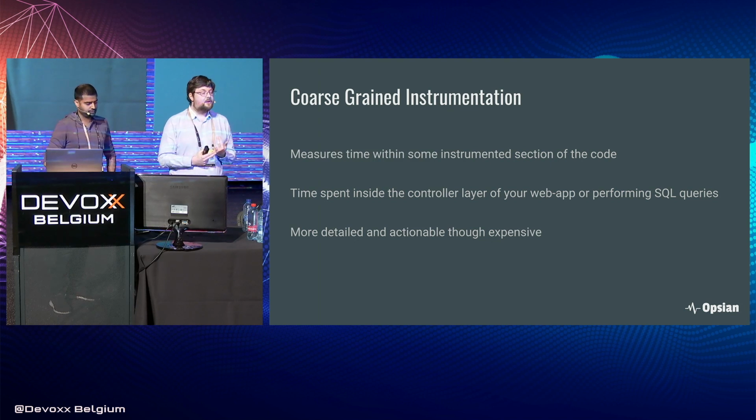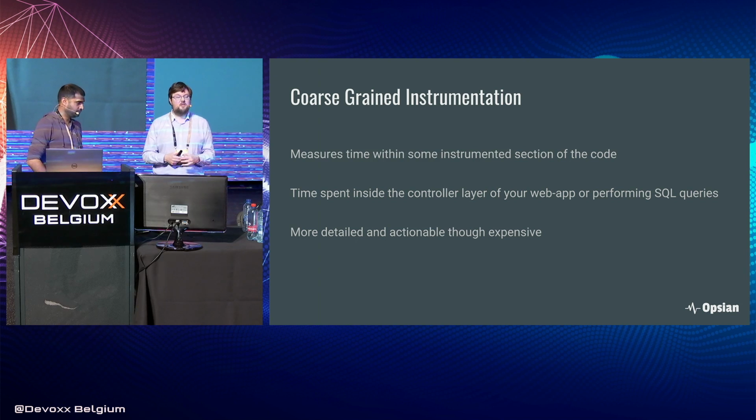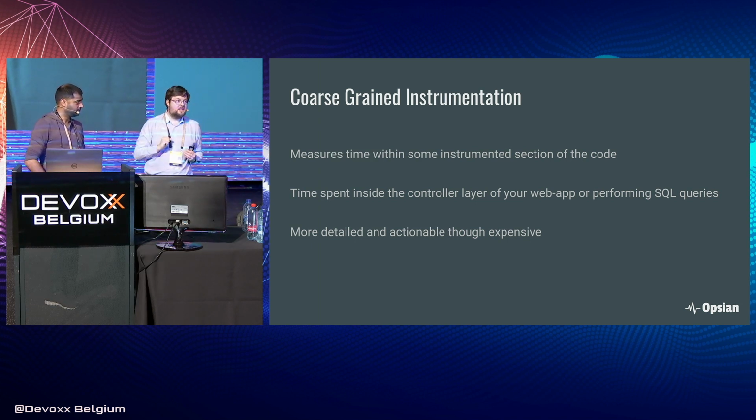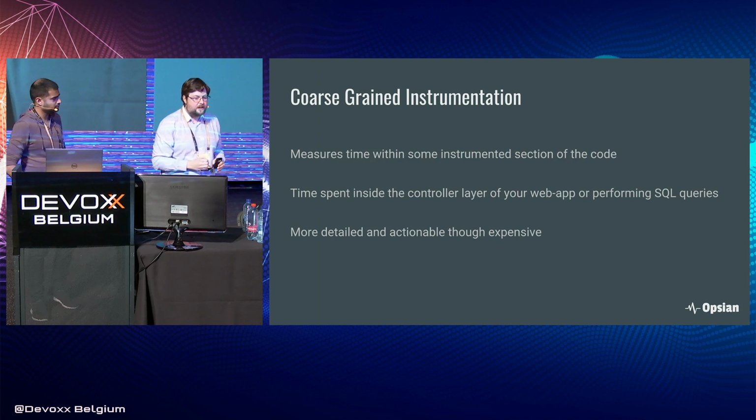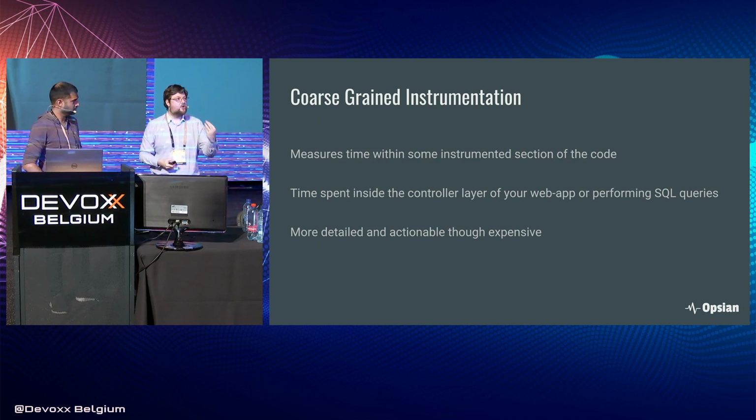Things like APM tools that do instrumentation-based approaches for production performance problems generally have a very coarse-grained approach to instrumentation. So they'll tell you something like how much time was spent inside the controller layer of your application, how much time did this SQL query take. Those are useful things to understand. They can help you narrow down the problem beyond metrics, but the more detailed information you want, the higher the overhead and the bigger the problem there is.